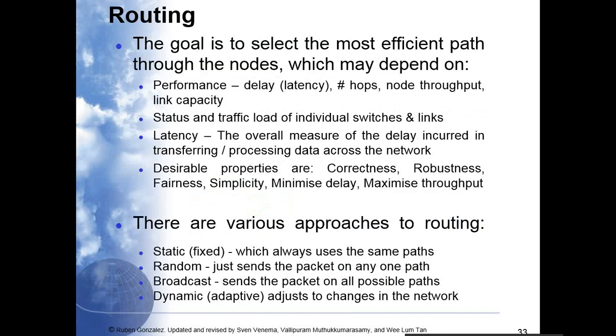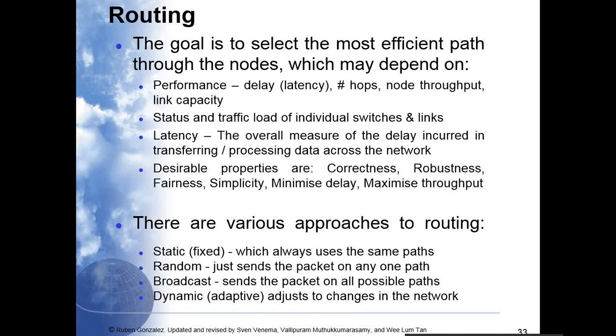So the goal is to select the most efficient paths through the nodes. Lots of different reasons why you might choose a particular path. It might be that there's lower delay, there are a smaller number of hops or steps you have to go through. Maybe the machines are more powerful on this path, they can do more processing. The link capacity is bigger, maybe you're using fiber on one and dial-up on the other, you want to use the fiber side.